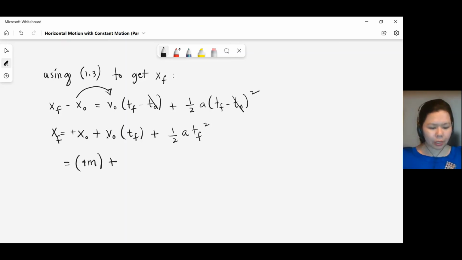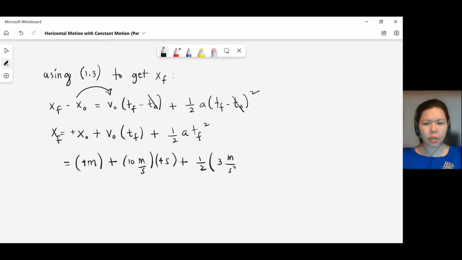And V naught is 10 meters per second. And our time here is 4 seconds plus copy 1/2. A is 3 meters per second squared. T final is 4 seconds. And then you square that.